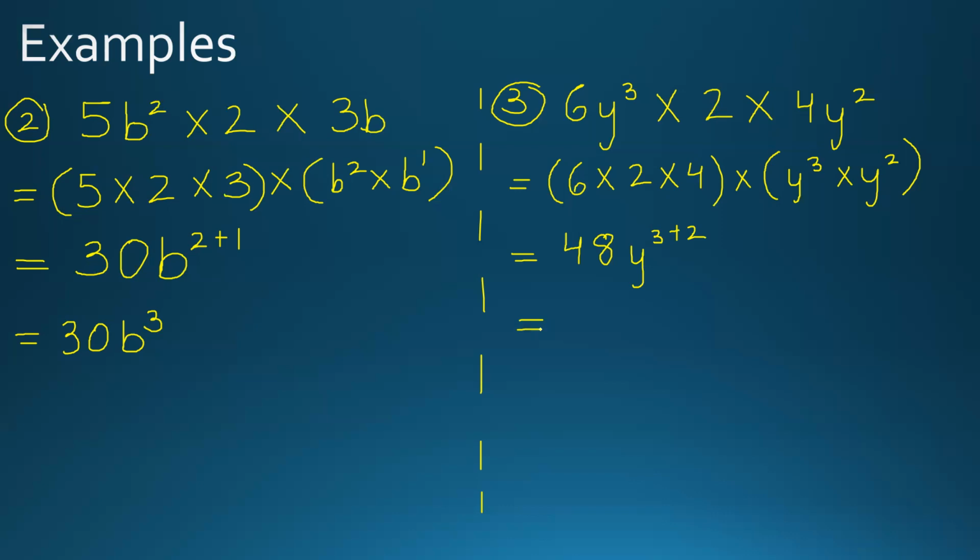Christian Sanders? Yeah. Okay, what is our final answer going to be? What's our final answer going to be? 48y to the power of 5. Very good, because we added the exponents. All right, excellent. So that's our examples.